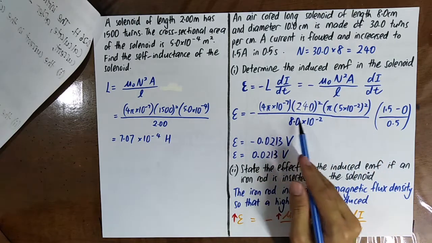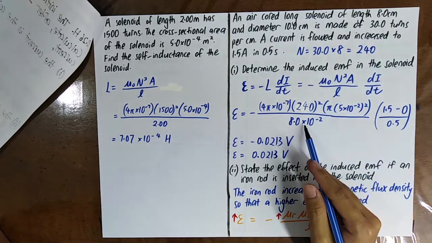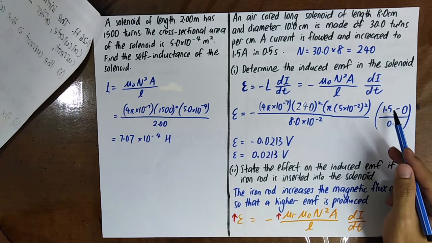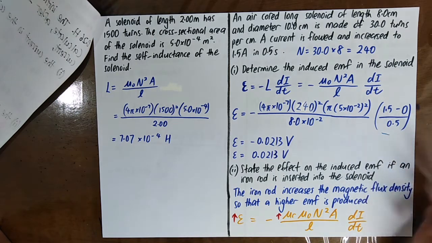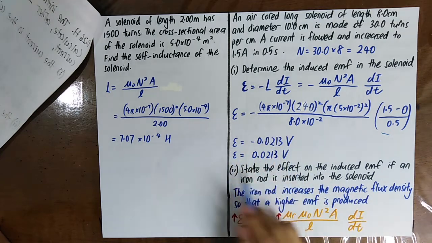The length of the solenoid is 8 centimeter, and di dt is final current minus initial current divided by the time taken. Okay, so you can get the back EMF, and then you ignore the negative sign.